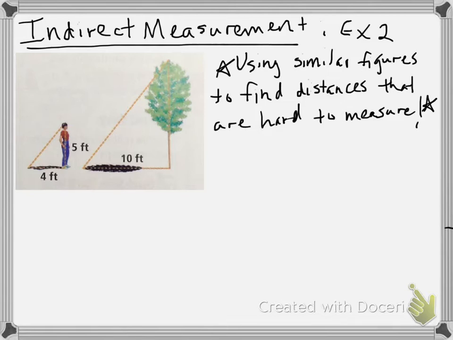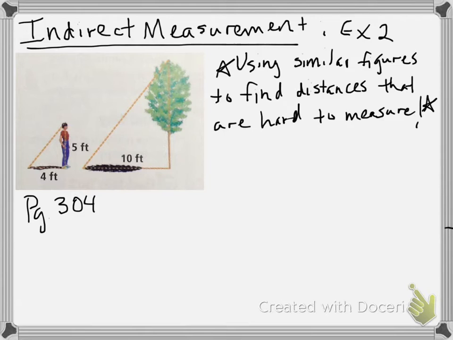So, indirect measurement. If you look at this image here on the left, it's on page 304 in your book, and I'll write that down. Excuse me. Let me just switch over here. So page 304. You can look there and it'll help you a little bit. But indirect measurement: you see this person is 5 feet tall, and they cast a shadow that's 4 feet long.